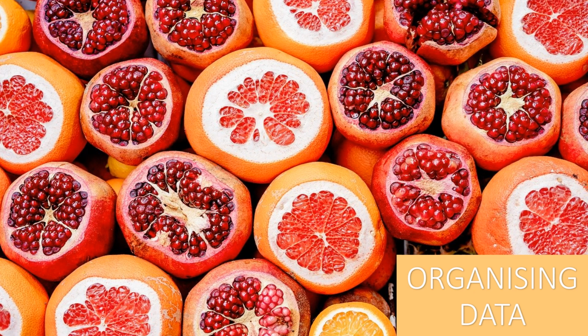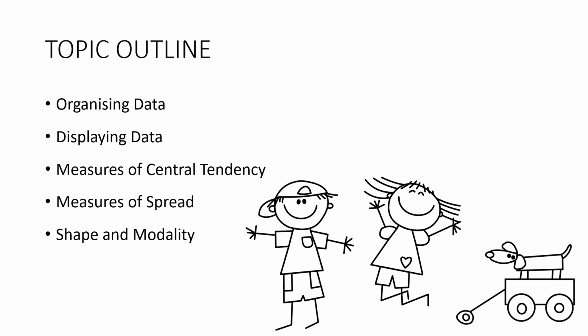Hi Year 12, this is the first in a series of 5 videos for the topic of single variable statistics. Our first video is on organising data. Here's the topic outline. We're going to look at organising data, displaying data, measures of central tendency, measures of spread, and then shape and modality.